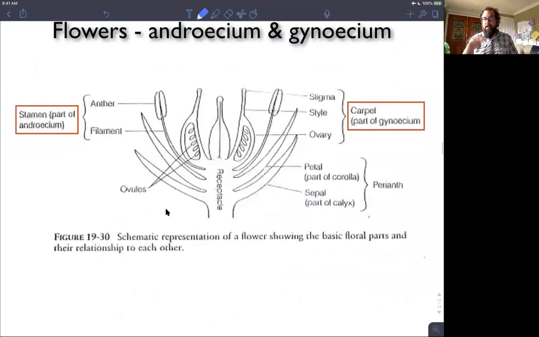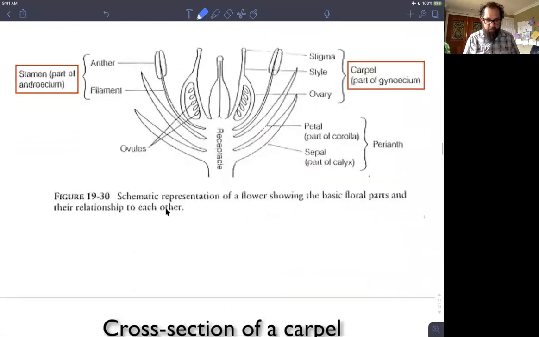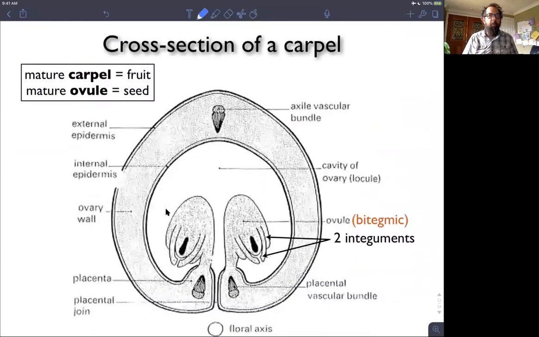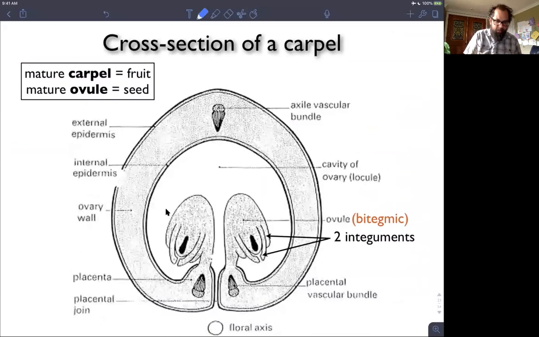Okay, on the other side, we've got the carpel, which is the part of the gynoecium. And so where does the carpel come from? Well, if we look at a cross-section of a carpel, we think of it like I described with that strawberry example at the beginning. This carpel will mature into a fruit, and the ovule is going to mature into our seeds inside of that. And if we do a cross-section, maybe this is a cross-section through the ovary part of a single carpel, one of the things that we see with this is that there's both an external and an internal epidermis.